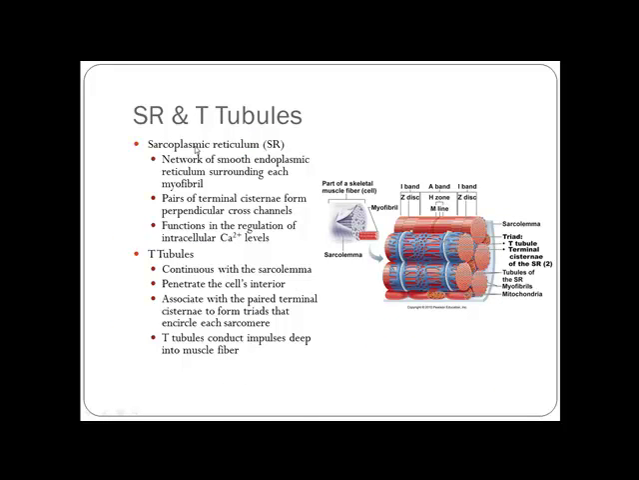So we have our sarcoplasmic reticulum. It will be the calcium storage, and we'll have the T-tubules, which invaginate deep into the myofibers, and that will help to propagate our impulse. So as that goes in, it tells this stuff to release calcium.